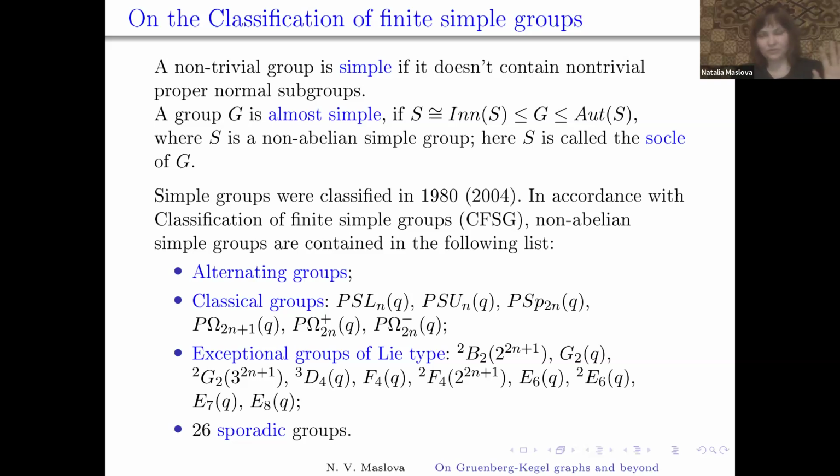Here you need to remember that a finite simple group is almost the same as a prime number in number theory, and a finite group is almost simple if it lies between a finite simple group and its automorphism group. And all these groups were classified.